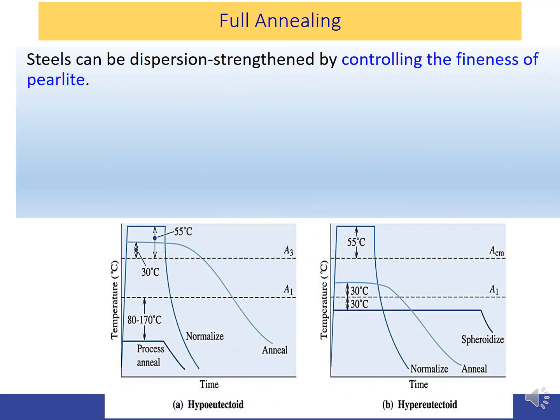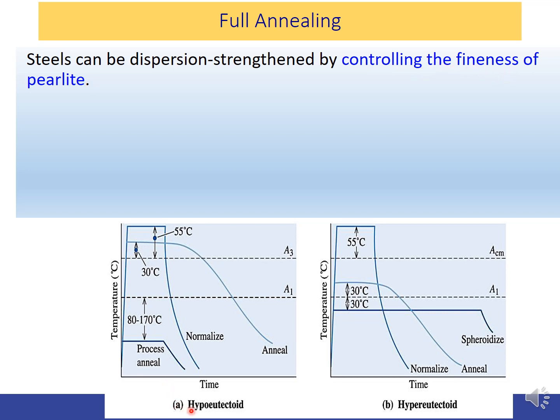Full annealing can be considered as one method for dispersion strengthening. We mentioned dispersion strengthening versus solid solution strengthening. For solid solution strengthening, we just have one phase. And for dispersion strengthening, we'll have at least two phases in the material. And the overall property is better than with just one phase. So steels can be dispersion strengthened by controlling the fineness of pearlite.